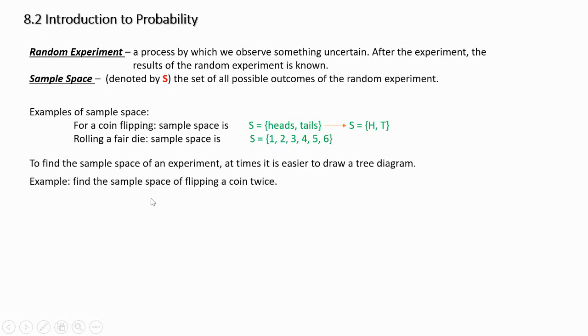At times, guys, it's easier to draw a tree diagram to find the sample space. Example, find the sample space of flipping a coin twice. So here we go. There's the first flip. It can be heads or it can be tails. Now comes my second flip. From the heads, it can be again heads or tails. And if it was tails first, then it can be heads or tails again.